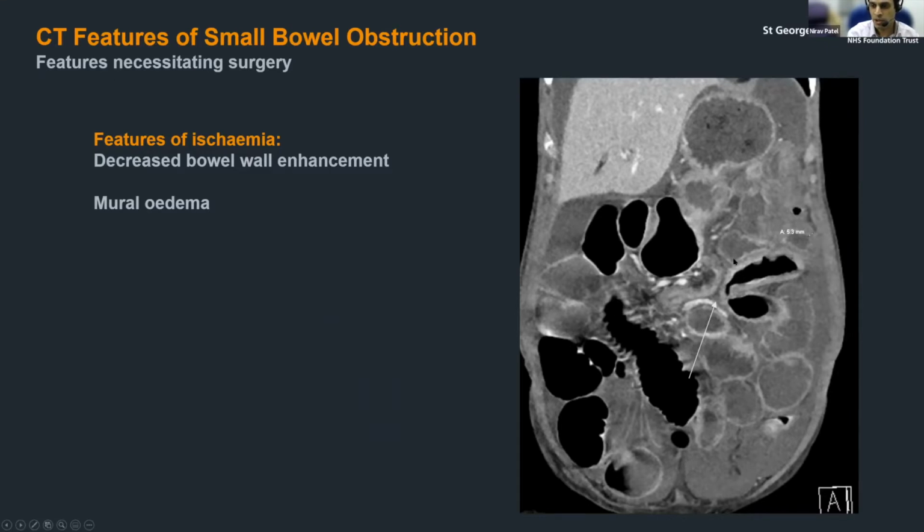This is an example of a patient who has a closed loop bowel obstruction. So you can see 2 narrow areas here, and there was a band adhesion here. But this closed loop here demonstrates slightly reduced enhancement compared to these loops down in the left iliac fossa. And you can also see mural edema there. So these are features that suggest ischemia in that segment.